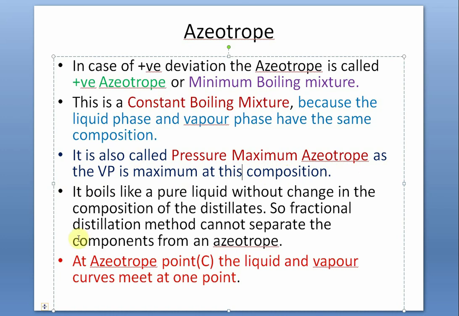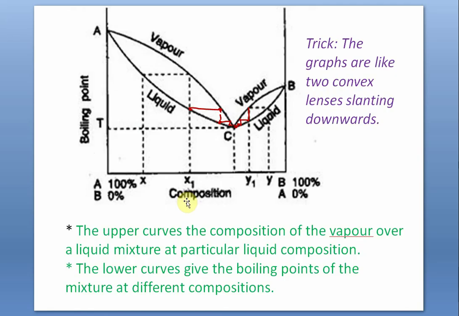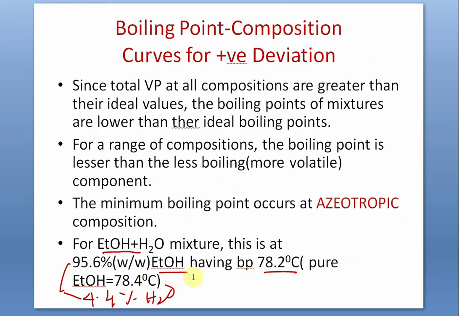That azeotropic mixture boils like a pure liquid without change in the composition of the distillate or the residue. If you handle an azeotrope and try to boil it and reject some of the vapors and put a thermometer on the residue, I mean the liquid phase, you will find the temperature will remain the same. For example, 95.6% ethanol and 4.4% water. I'm sorry, I wrongly wrote it as 4.4. Yes, 95.6% ethanol and 4.4% water.